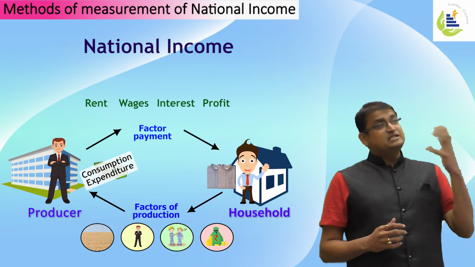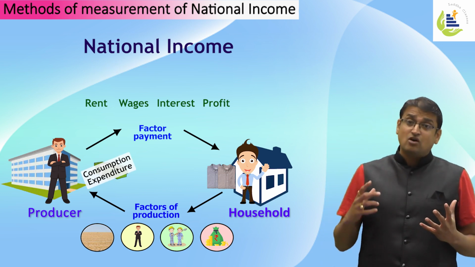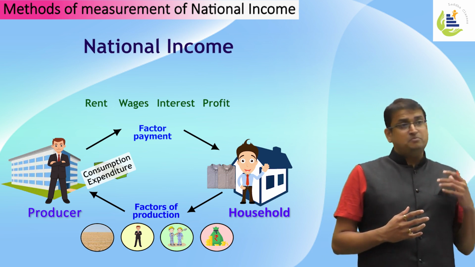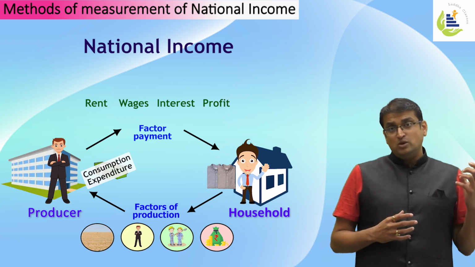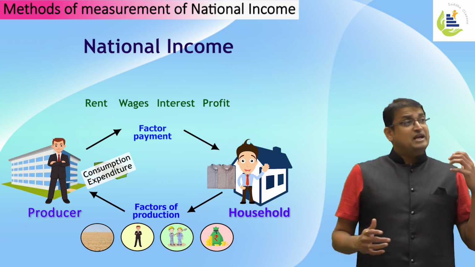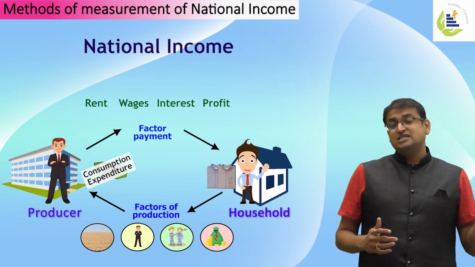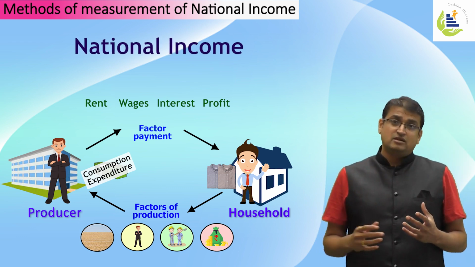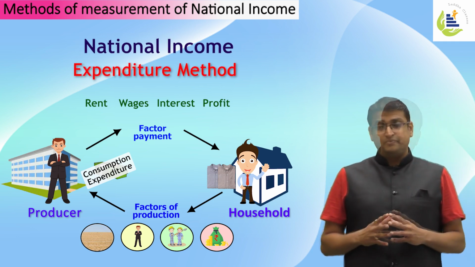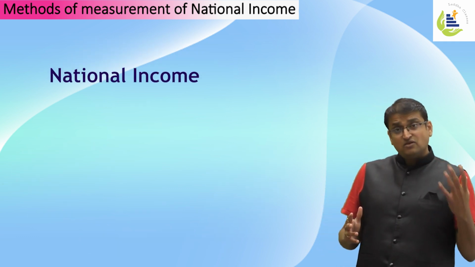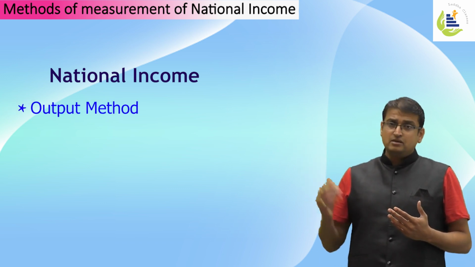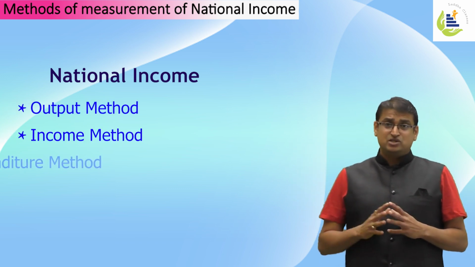We can take expenditure also as a basis of calculation of national income. That whatever amount has been spent on purchasing all the goods and services will be taken as the basis for calculation of national income. When expenditure is taken as the basis of calculation of national income, then that is known as expenditure method for calculation of national income. So there are three ways of calculation of national income: output method or inventory method, income method, expenditure method.